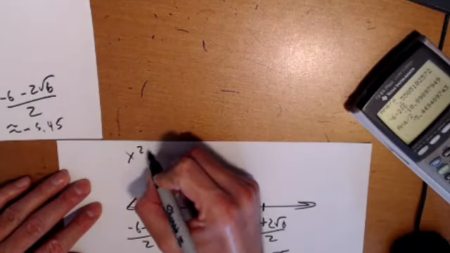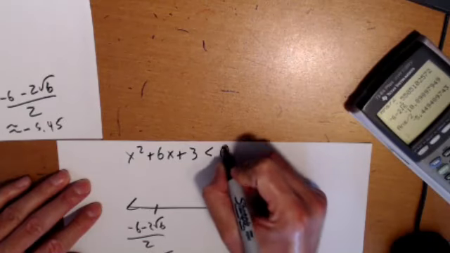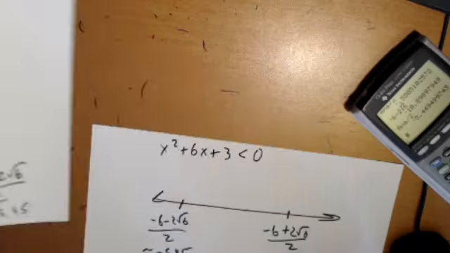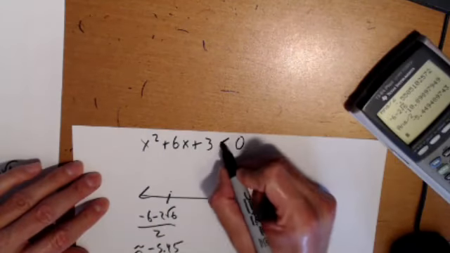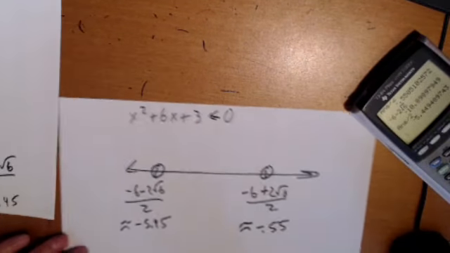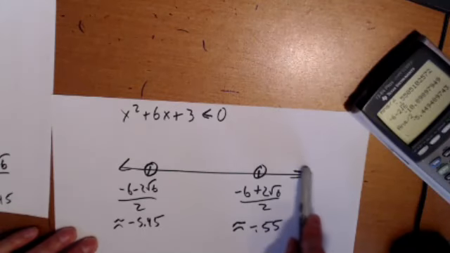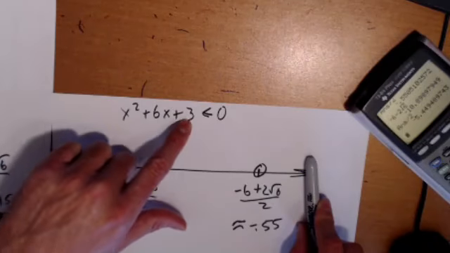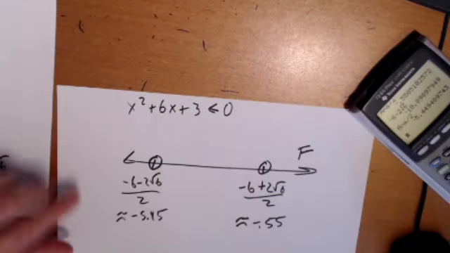Remember, x squared plus 6x plus 3 less than 0, sort of going with this line, the 0 line. I want to see if it's true or false. So we're going to play that whole true or false game. It's not underlined, so open circle, open circle. Okay, 0 is over here, right? Here's negative 0.55, so 0 is somewhere over here. So let's try 0 as a test point. 0, 0, 3. Is 3 less than 0? No, this area is false.